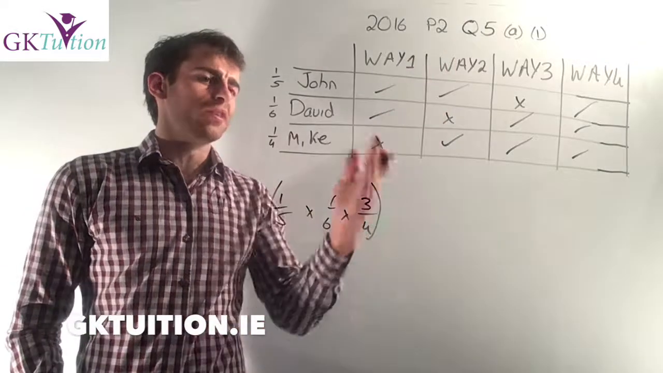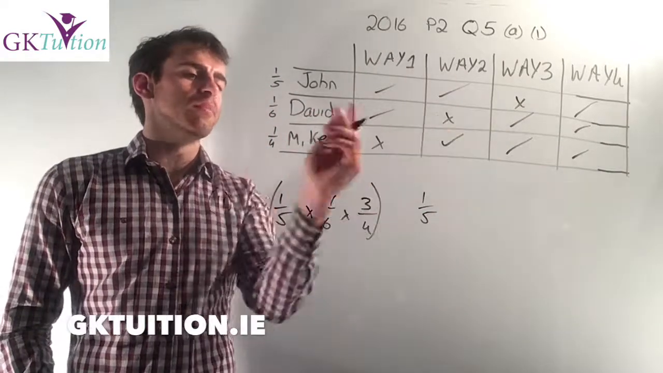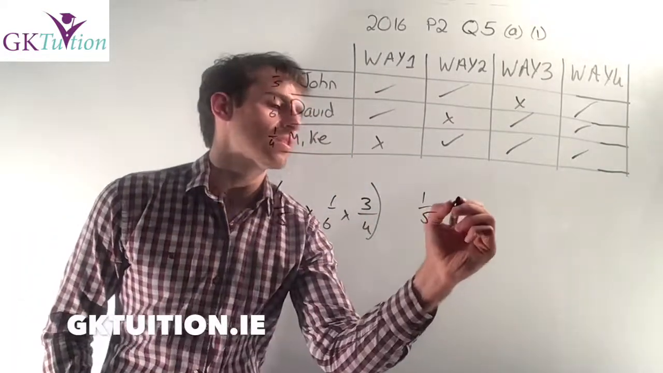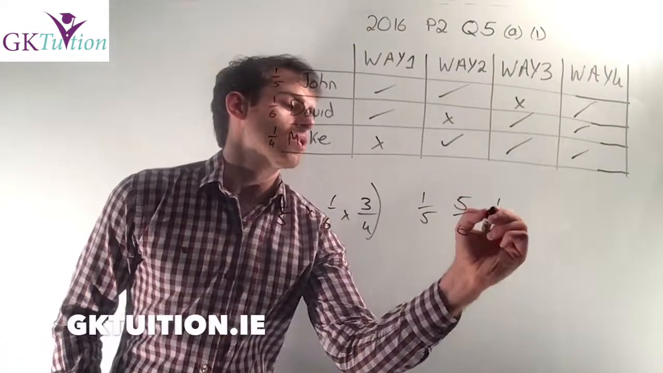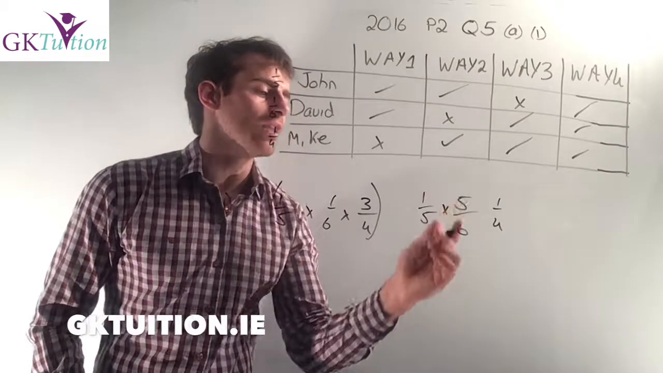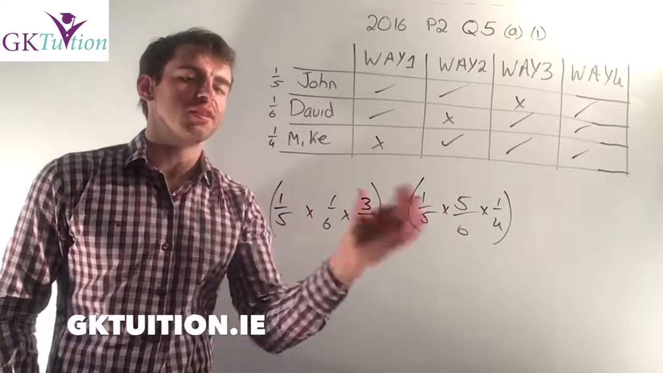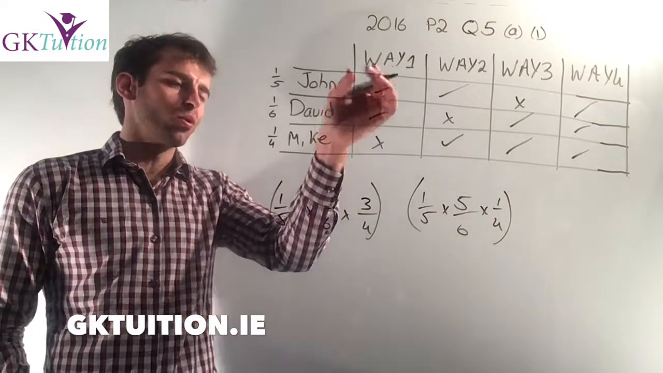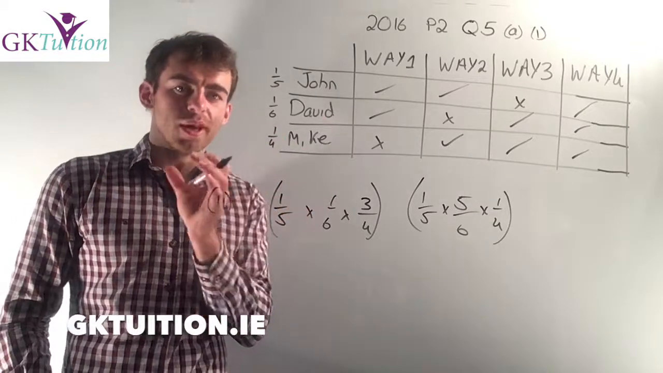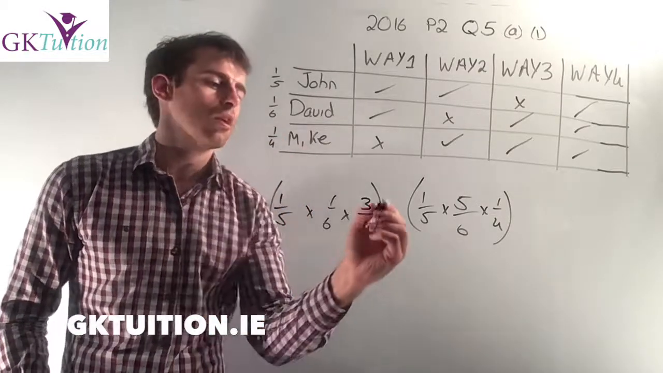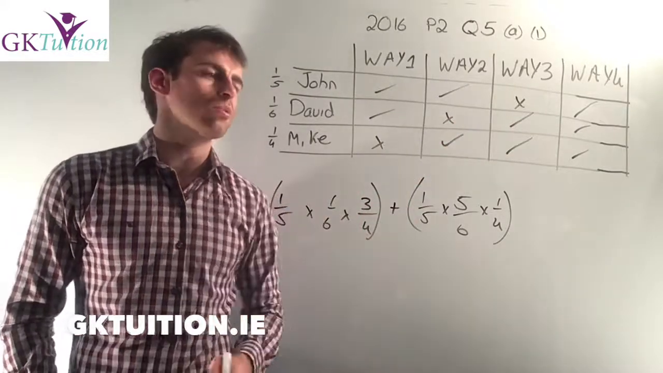Then to work out for way 2, I want John to score, so the chances of that are 1/5. I want David to miss, so the chances of that are 5/6. And I want Mike to score, and the chances of that are 1/4. So I want 1/5 and 5/6 and 1/4 to happen. So that's the probability that way 2 is going to happen. Now I want to work out what's the probability that way 1 or way 2 happens. So in probability, or means we add, which means I'm going to add these 2 together. And now I just need to find the other 2 and add them as well.